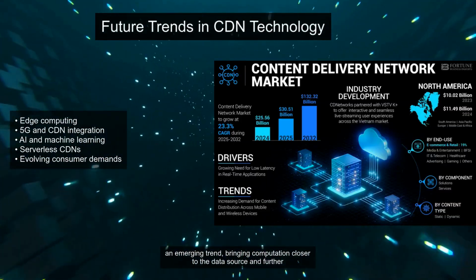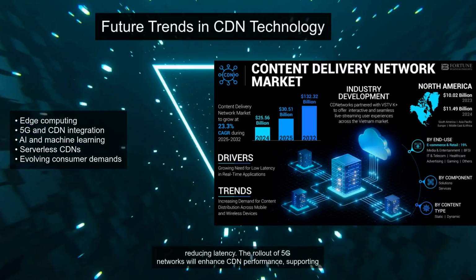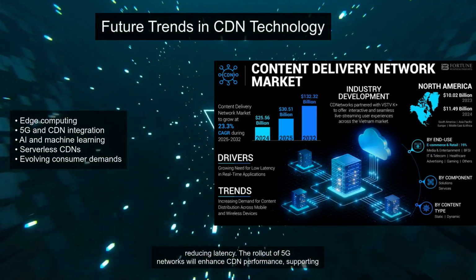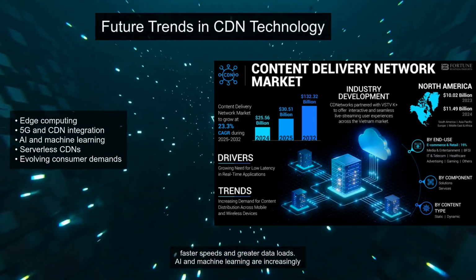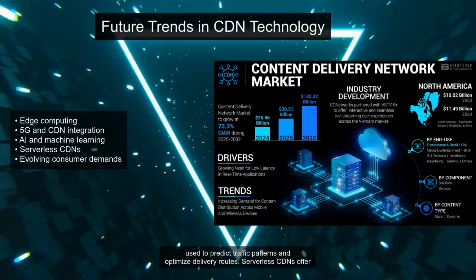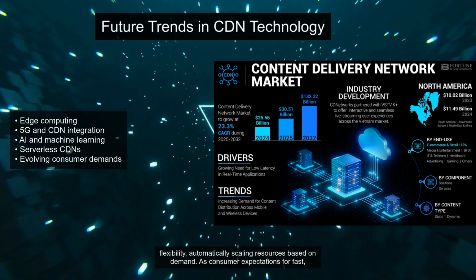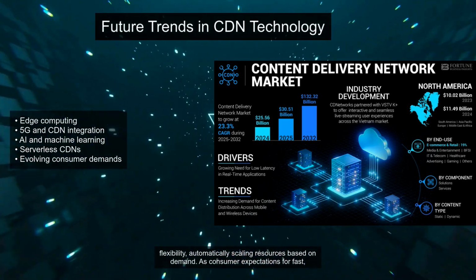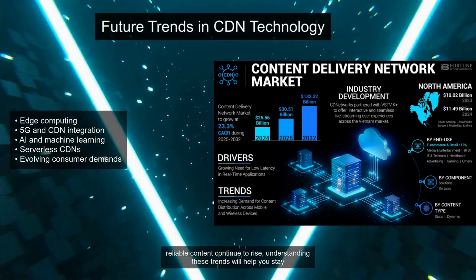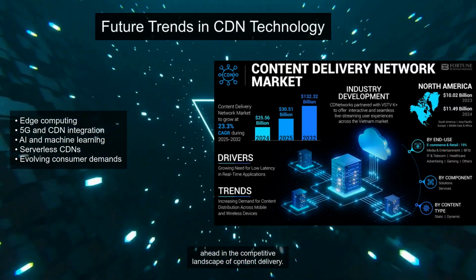As technology evolves, so does the role of CDNs. Edge computing is an emerging trend, bringing computation closer to the data source and further reducing latency. The rollout of 5G networks will enhance CDN performance, supporting faster speeds and greater data loads. AI and machine learning are increasingly used to predict traffic patterns and optimize delivery routes. Serverless CDNs offer flexibility, automatically scaling resources based on demand. As consumer expectations for fast, reliable content continue to rise, understanding these trends will help you stay ahead in the competitive landscape of content delivery.